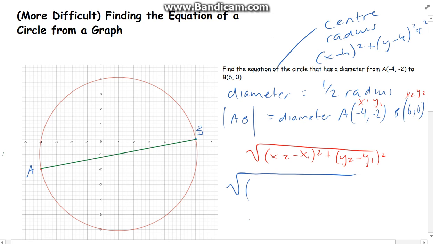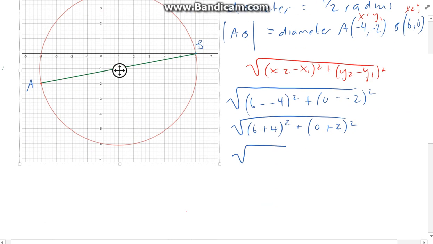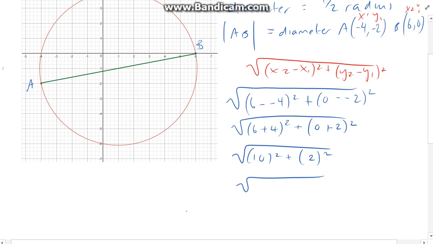So we're going to have (6 minus -4) all squared plus (0 minus -2) all squared. Square root of 6 plus 4, because two minuses make a plus, and just like here, minus minus gives us plus 2, all squared. So we'll have the square root of 10 squared plus 2 squared. 10 squared is 100, 2 squared is 4, so it's the square root of 104. So we know the diameter is equal to root 104, which in our calculator is actually 2 root 26.